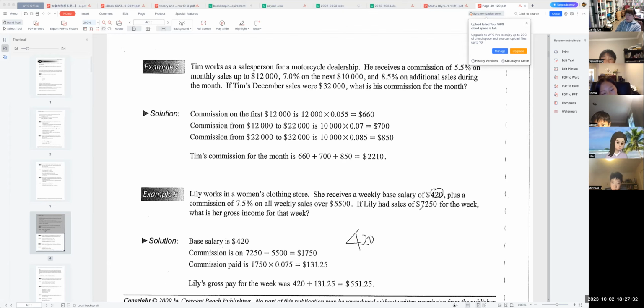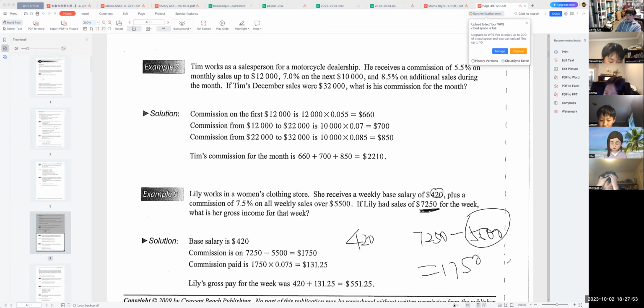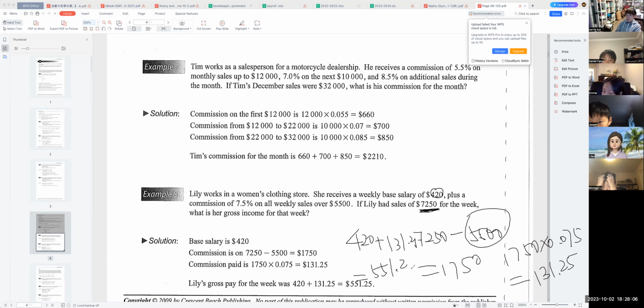And she sold 7,250 for the weekend. So how much is the commission? Her commission is 7,250 minus 5,500. Understand? Because that is a part that you don't get any commission. Over this much money, you get commission. So 1,750. So 1,750 times 0.075 equals 131.25. So you add them together, that is the money you get at home. 551.25. Okay, I want you to take a look.